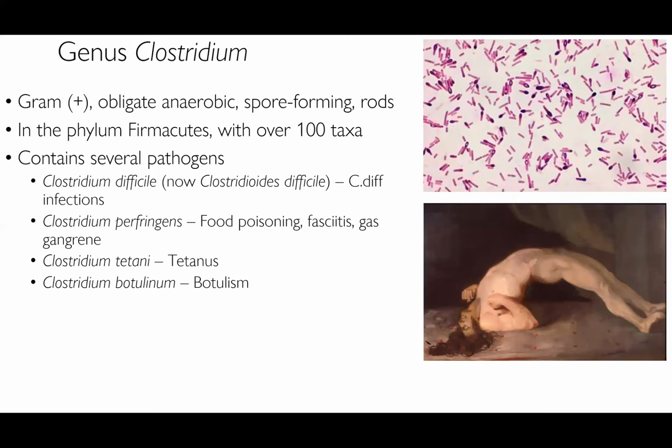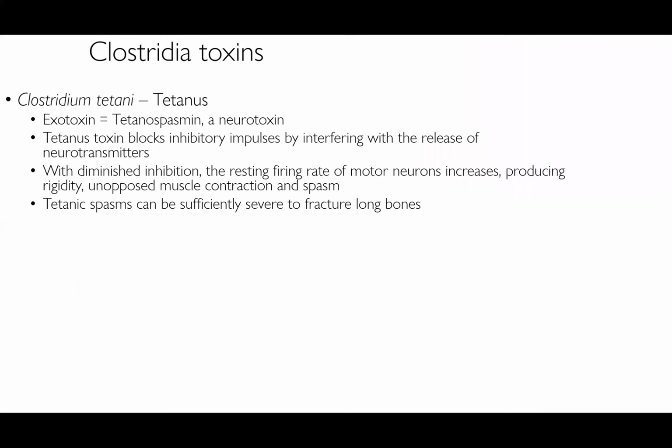This is just a picture showing you what people with tetanus get. They get that sort of arching effect due to the constriction of their muscles through these bacterial toxins attacking their nervous system. Clostridium is a normal piece of your gut flora, but it produces some really interesting things. For instance, Clostridium tetani produces an exotoxin called tetanospasmin. It's a neurotoxin. It blocks inhibitory impulses by interfering with the release of neurotransmitters in your nervous system. The idea being, with diminished inhibition, the firing rate of your motor neurons increases, producing rigidity, unopposed muscle contraction, and spasm. These can be particularly deadly. Tetanic spasms can be sufficiently severe to fracture long bones.